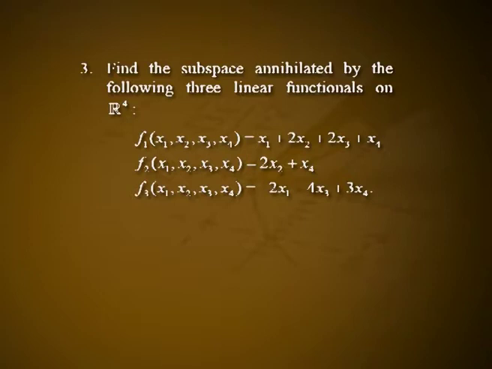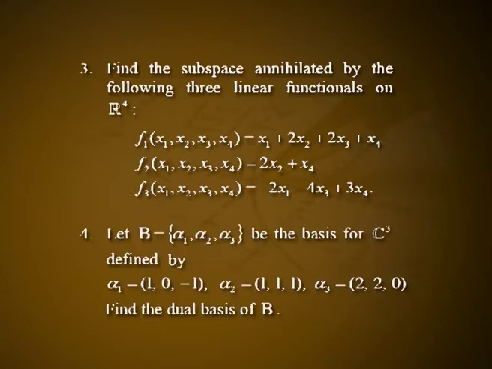3. Find the subspace annihilated by the following three linear functions in R^4. f_1 of x_1, x_2, x_3, x_4 is equal to x_1 plus 2x_2 plus 2x_3 plus x_4, f_2 of x_1, x_2, x_3, x_4 is equal to 2x_2 plus x_4, f_3 of x_1, x_2, x_3, x_4 is equal to minus 2x_1 minus 4x_3 plus 3x_4.